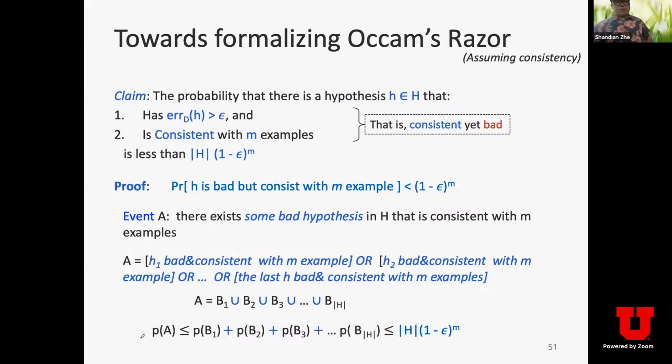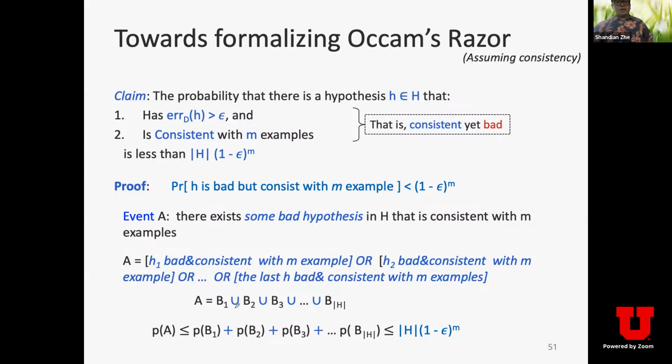And then we can upper bound the probability of a union of a set of events by the summation of the probability of each individual event. So because A is the union of B1, B2, B3 until B size of hypothesis space H, the probability of A will be upper bounded by P of B1 plus P of B2 plus P of B3 and so on.